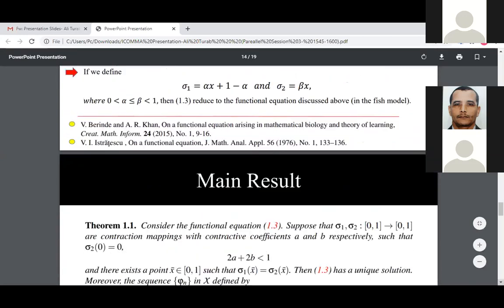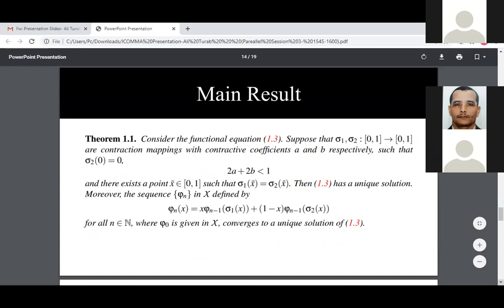So let's move to the main theorem, Theorem 1.1. We consider the functional equation 1.3 above and suppose that sigma 1 and sigma 2 from [0, 1] to [0, 1] are contraction mappings with contractive coefficients A and B respectively, such that sigma 2 of 0 equals 0 and 2A plus 2B is less than 1. And there exists a point in [0, 1] such that sigma 1 of that point equals sigma 2 of that point. Then 1.3 has a unique solution. Moreover, the sequence in X defined like this converges to the unique solution of 1.3.